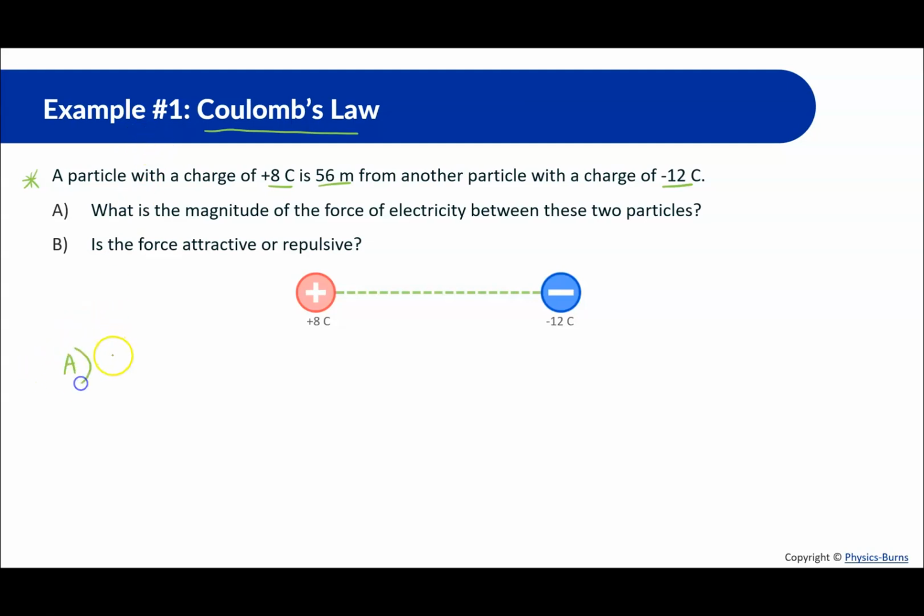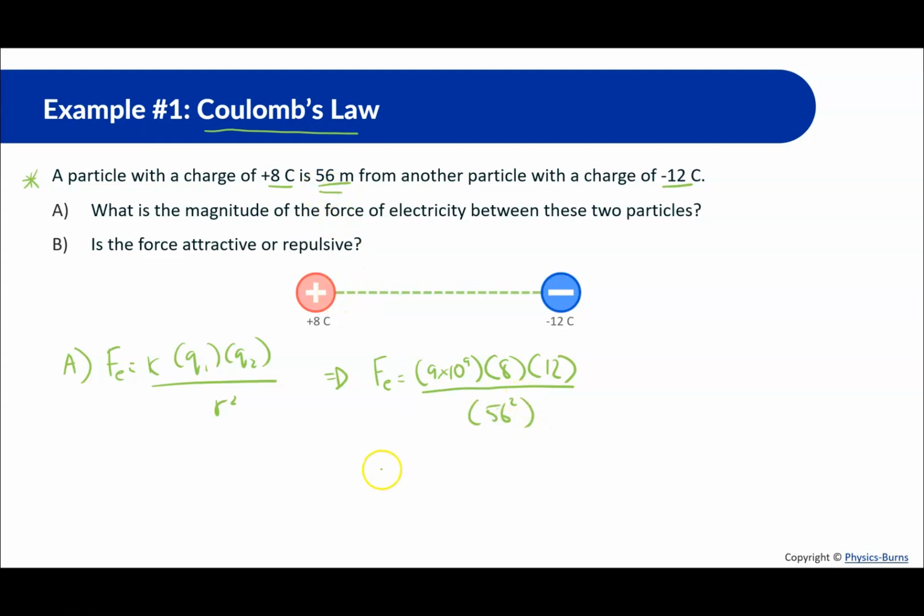So A, let's look at the formula. Force of electricity equals K, Q1, Q2 divided by R squared. Let's plug this in. The force of electricity is K, 9 times 10 to the ninth, times charge 1, which is 8 coulombs, charge 2, which is negative 12, but we're just going to put 12 coulombs. Remember, we're just using the absolute value, divided by how far they are from each other, and that is 56 meters. So 56 squared.